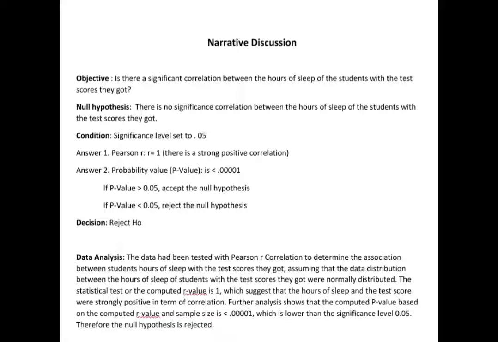Further analysis shows that the computed p-value based on the computed r value and sample size is less than 0.0001, which is lower than the significance level 0.05. Therefore, the null hypothesis is rejected.